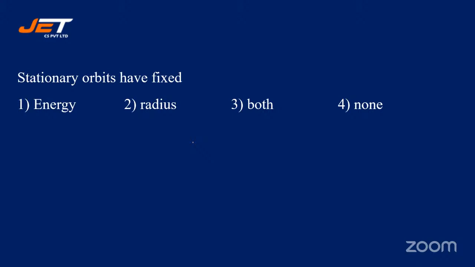Right, students, as you can see, the question is saying stationary orbit. Stationary orbits itself means that it will be fixed orbit, right? So if it is fixed, then its energy will also be fixed, its radius will also be fixed. So the correct answer is option number three, both.